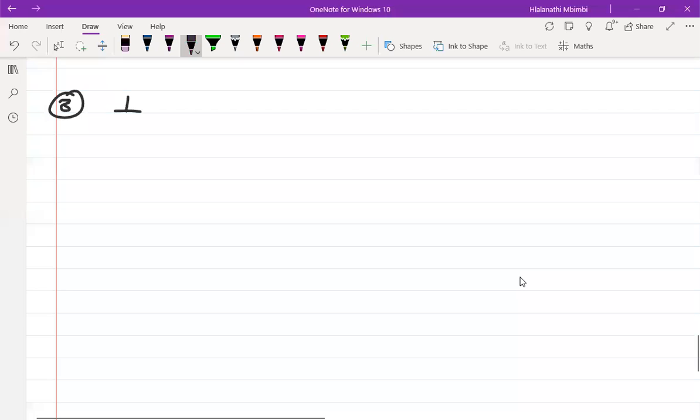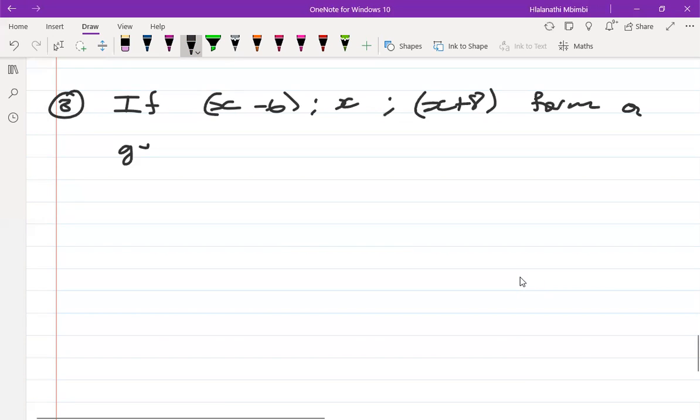And we're saying here, if x minus 6 and x plus 8, if these, oh sorry, made a mistake. If x minus 6, x, and x plus 8 form a geometric sequence, find x.